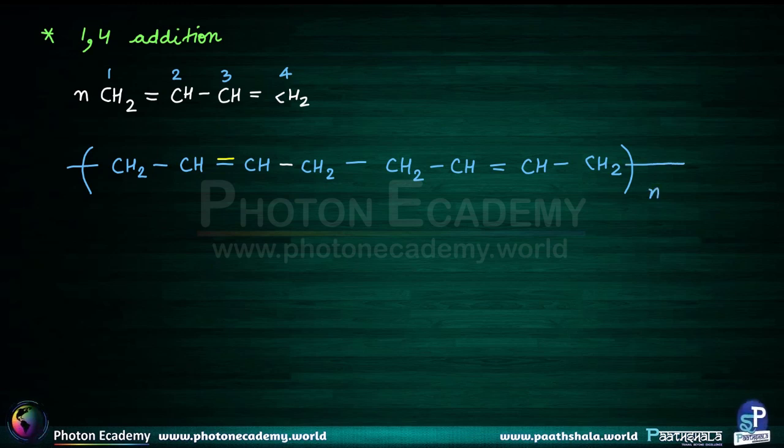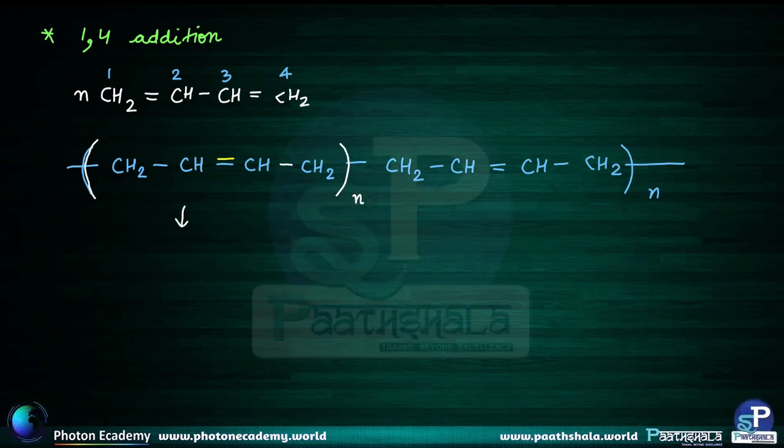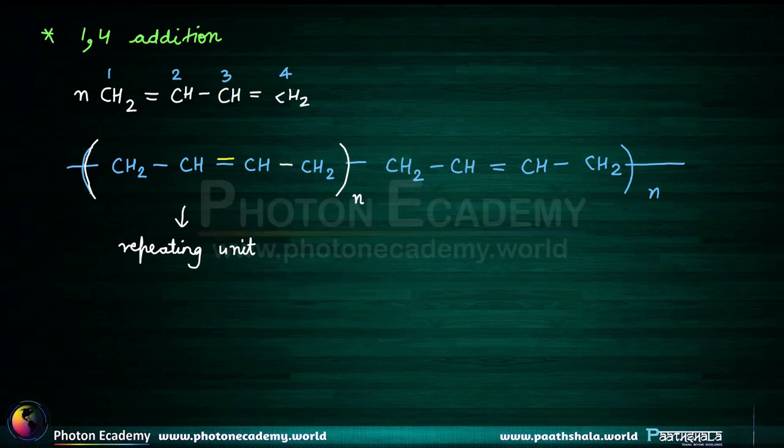Now the repeating unit is this one. This particular unit is the repeating unit. So this is how 1,4 addition is taking place, by removing the double bonds between 1 and 2 and between 3 and 4, and they shift between 2 and 3. So this was 1,4 addition. Now why are we starting this? Because our next example that we are dealing with is 1,4 polymerization.